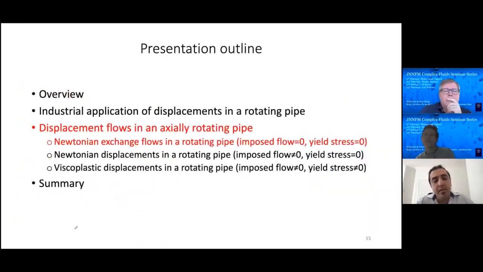So let's move on to the research results. As I explained, we want to understand the effects of 4 parameters: the buoyancy, rotation, imposed flow, and the yield stress. To systematically analyze the flow, it makes sense to start with the simplest case, which is the Newtonian exchange flow, which means that we neglect the effect of imposed flow. Imposed flow is 0, and the yield stress is also 0. And we increase the complexity in the following parts of the presentation. So for the exchange flows, only buoyancy and the rotation explain the flow.